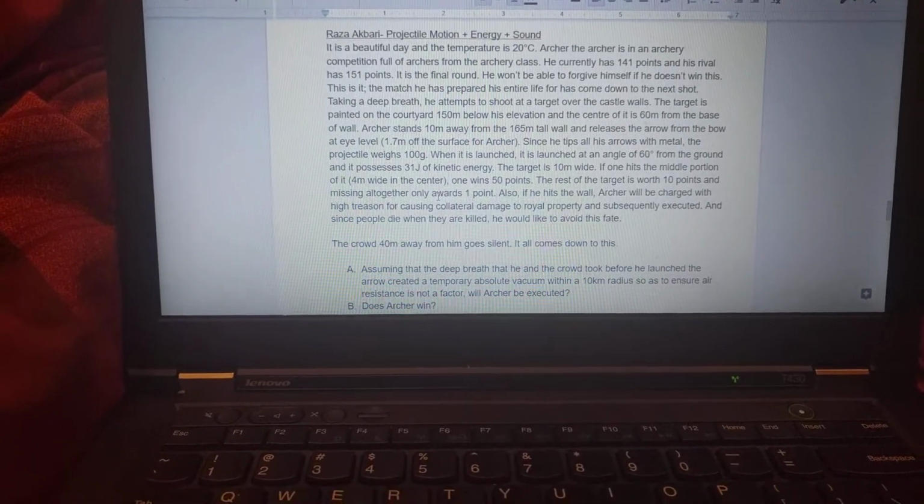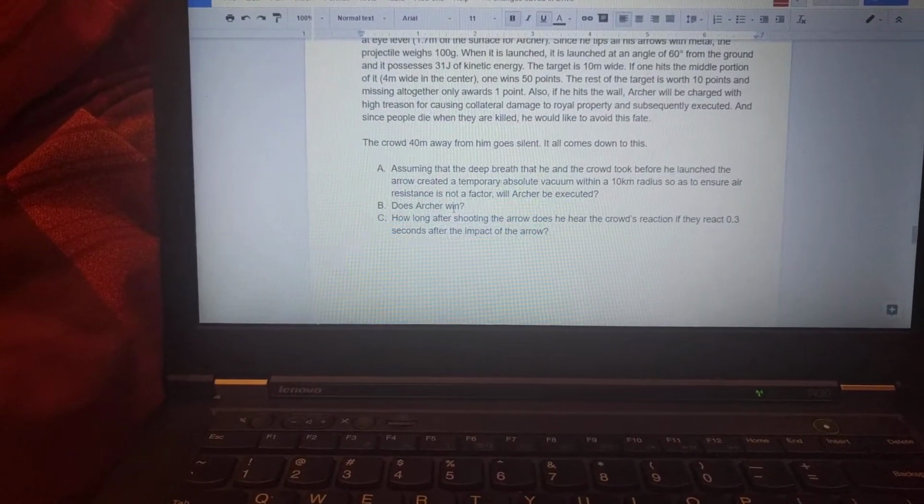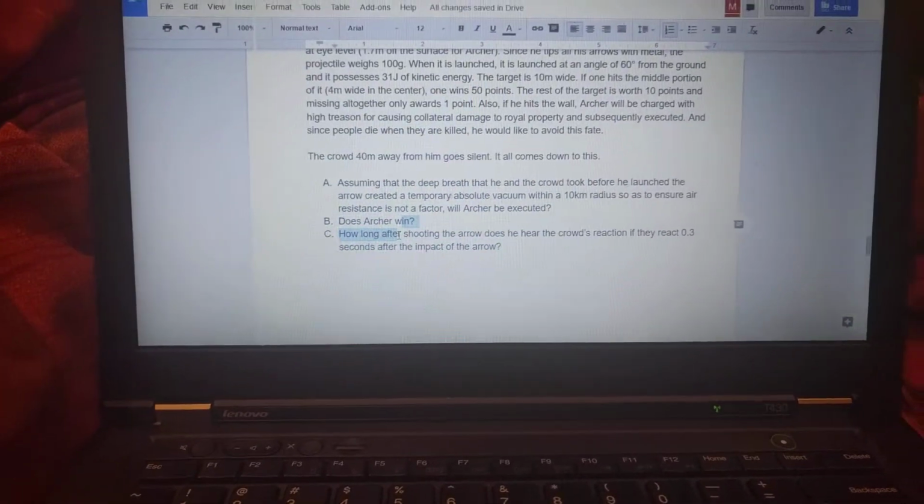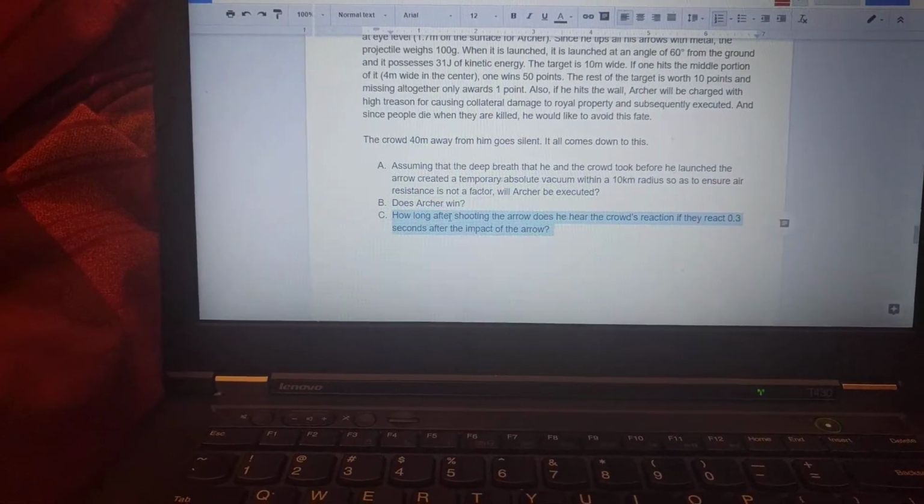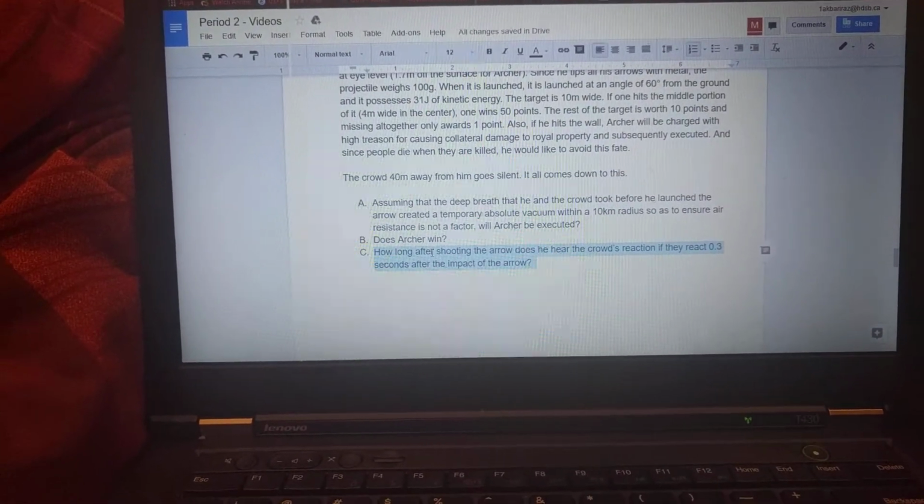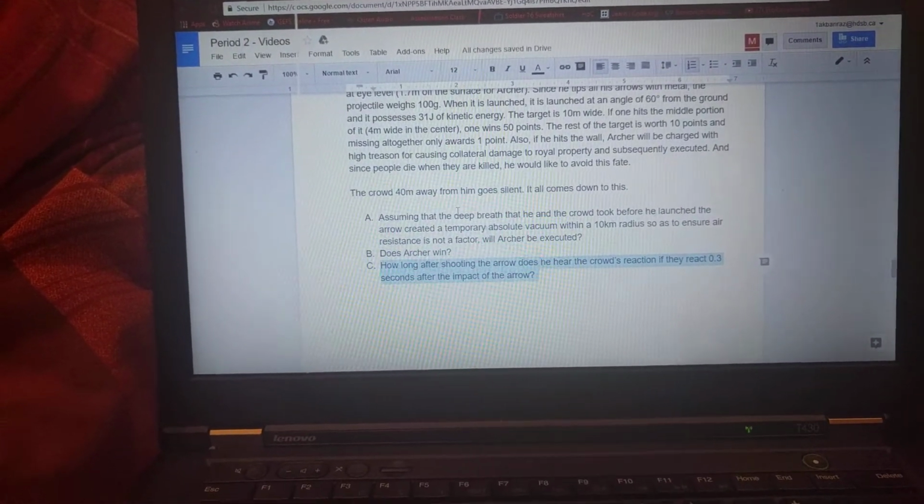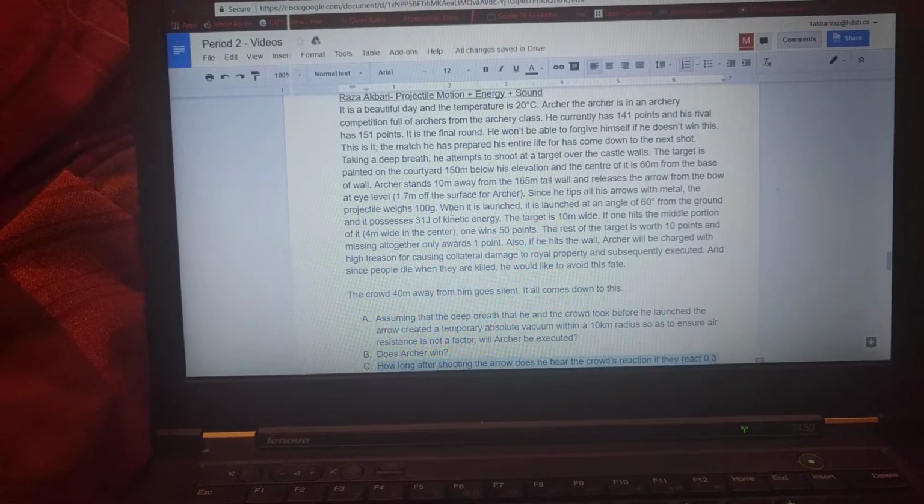competition or not. And there's also one question about sound here, which goes: how long after shooting the arrow does he hear the crowd's reaction if they react 0.3 seconds after the impact of the arrow? So it's mostly projectile motion, but it has a little bit of energy and sound in it as well.